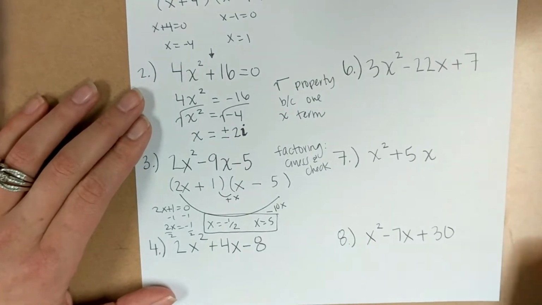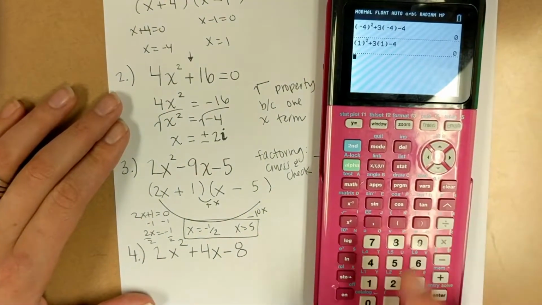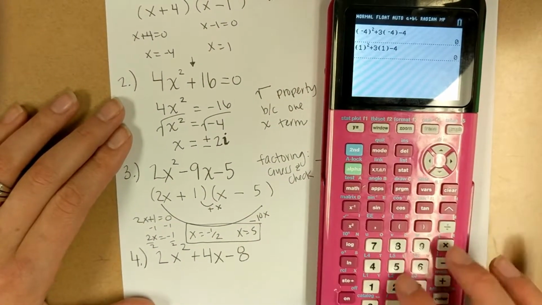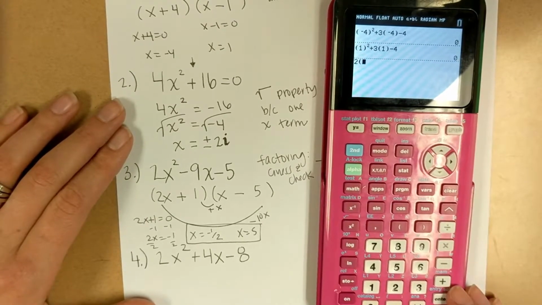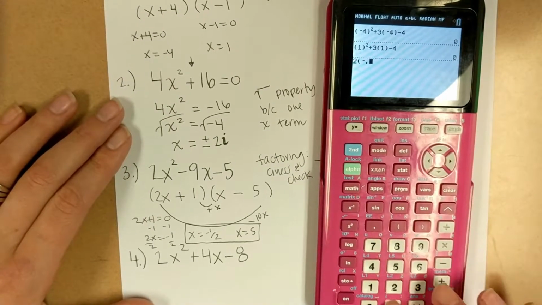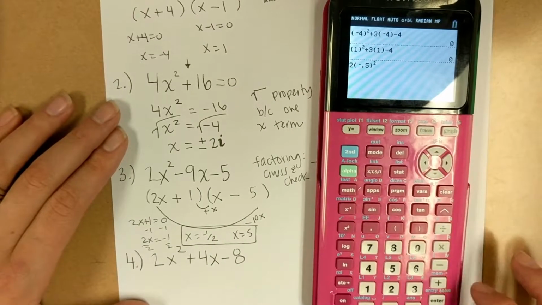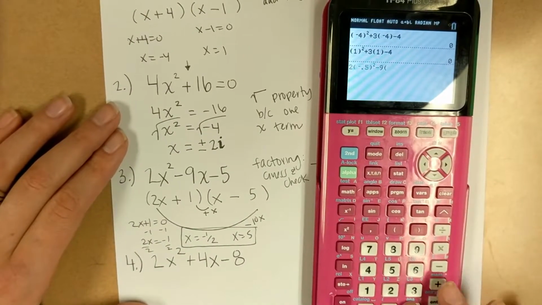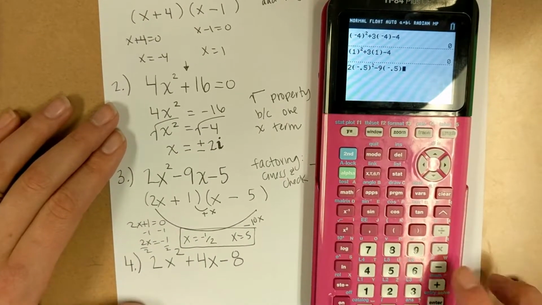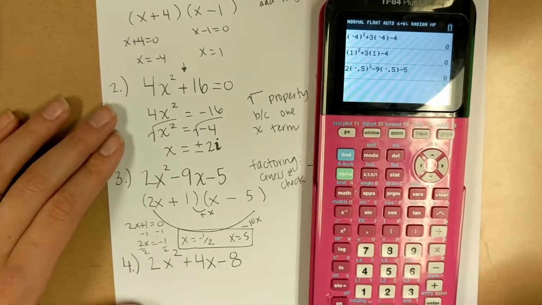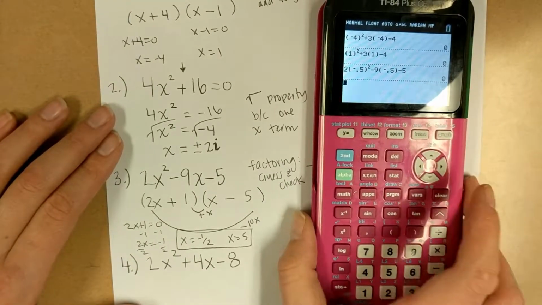Again, I just like to double check my answers. Generally, if one of these is correct, they're both correct. So I'm going to put in 2 times negative 0.5 squared minus 9 times negative 0.5, and then minus 5. And I got 0. So I know I did it correctly.